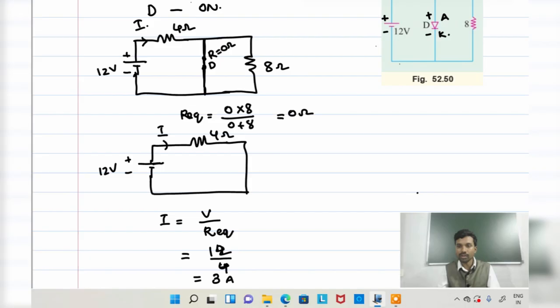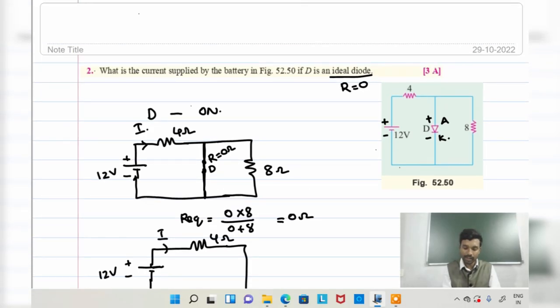Okay, this is the solution for problem number 2. Just verify the answer here. It is 2 amperes.